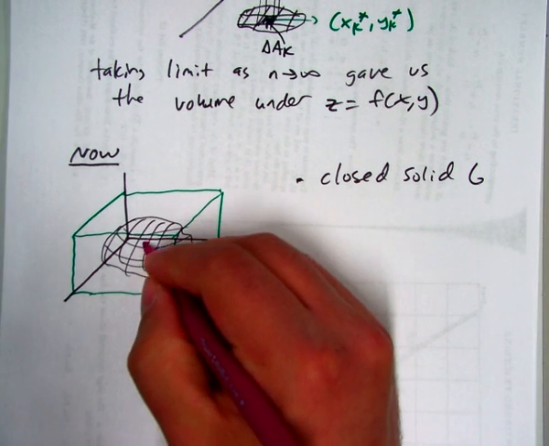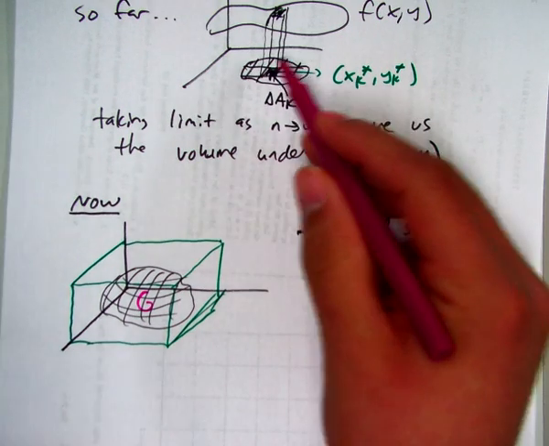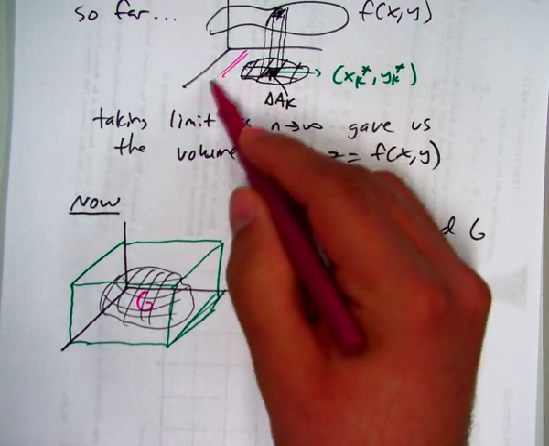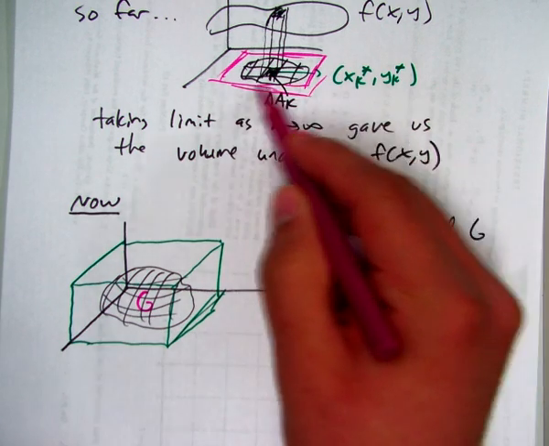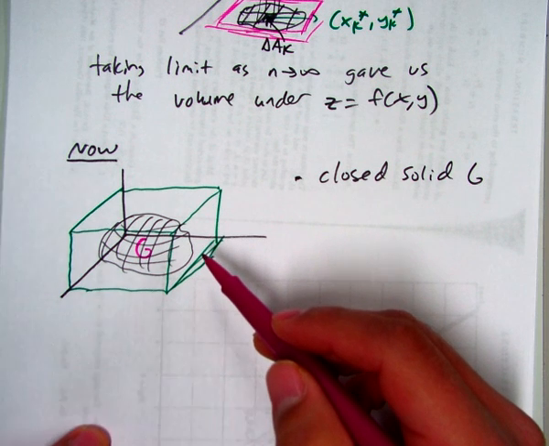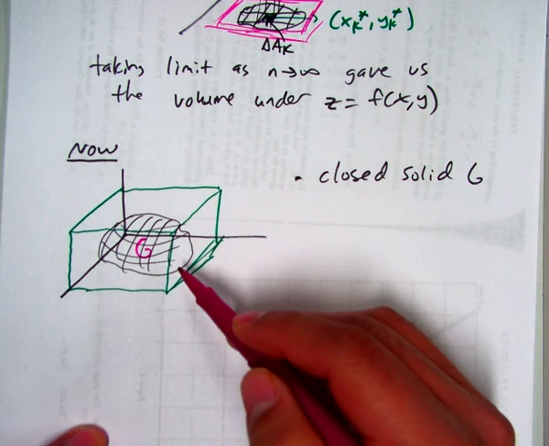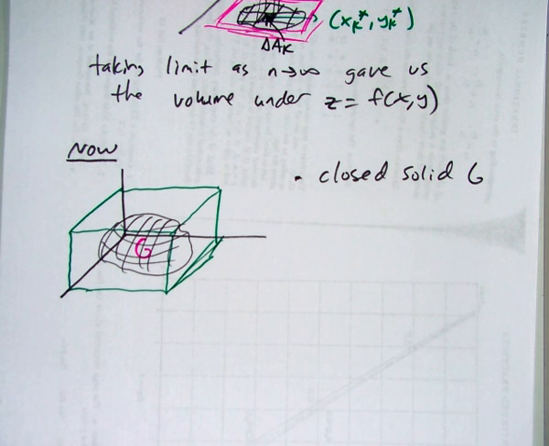Okay, so here's G. So whereas before we said that this region R was closed as long as we could find some rectangular region that would cover the entire thing, here's the same idea. We're just extending it one dimension further. So now we have a solid G. We say it's closed as long as we can find some box that would contain the entire solid.